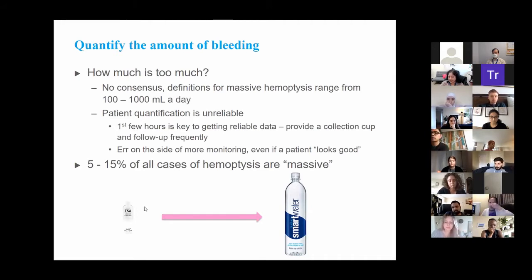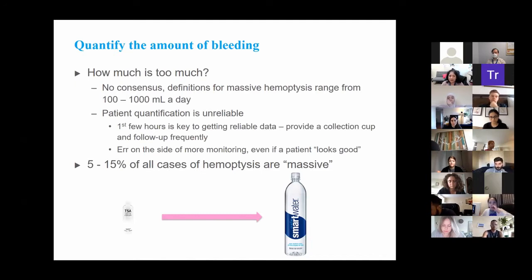So 100 cc's is like your TSA size bottle, right? So it's pretty small. A liter, I think you can all imagine what that looks like. So it's a huge variation in what meets this definition. In terms of life-threatening, I think it's about who has at least 100 cc's in a day and also either has hemodynamic instability or airway compromise.